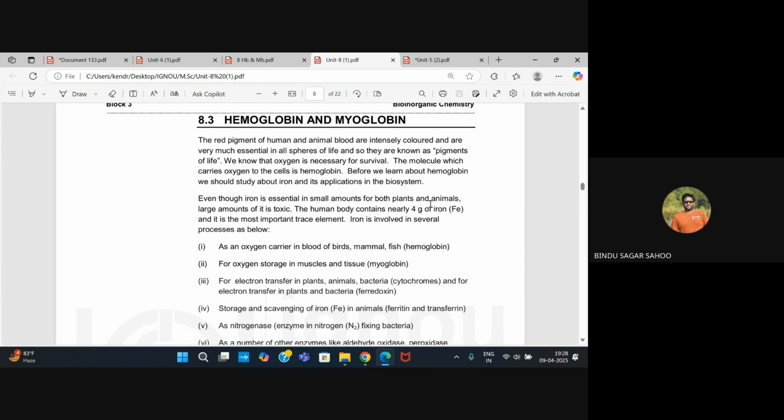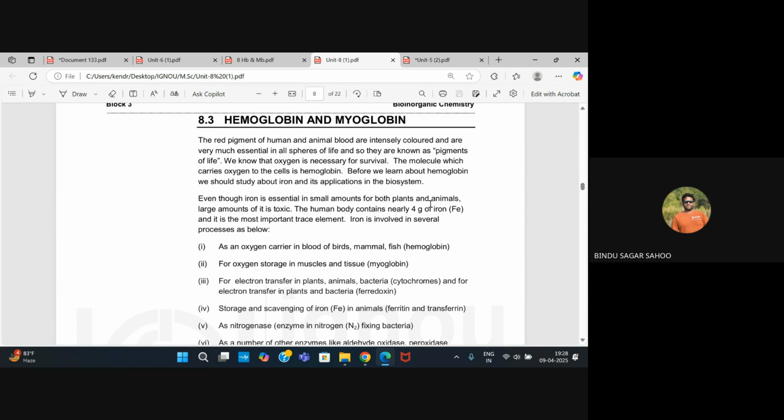In the human body, the red blood color is due to the presence of hemoglobin. That's why it is called the pigment of life, because it offers color to blood. Without hemoglobin the color would be different, it cannot be red. Hemoglobin acts like an oxygen carrier, and it is helpful for the energy processes.